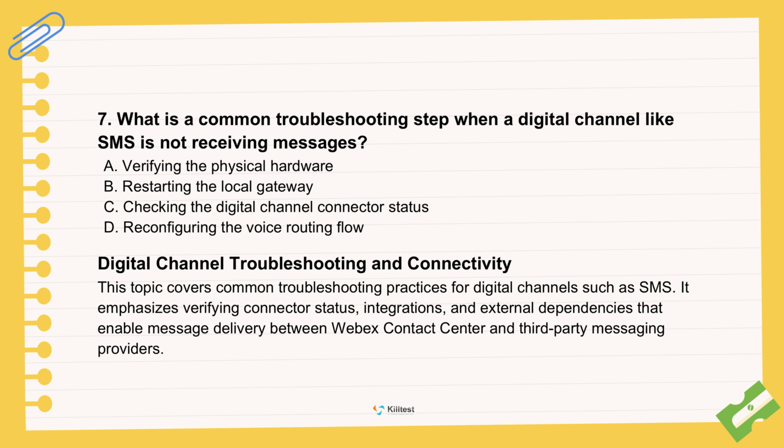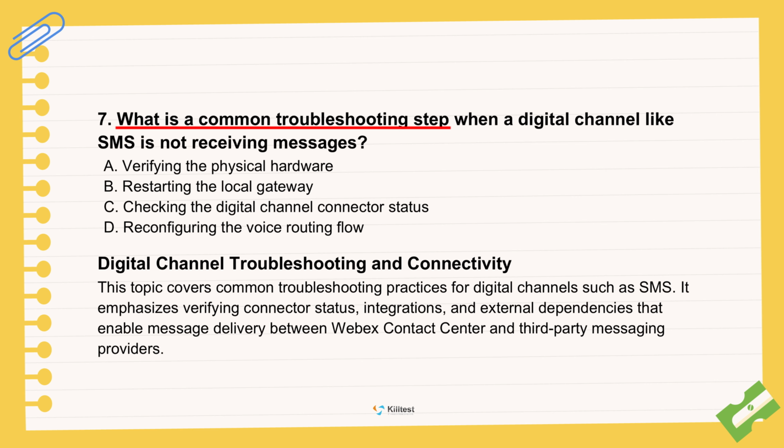Okay, speaking of things not working, question 7 is a troubleshooting one. My favorite. These test if you actually understand the data path. The scenario: SMS messages are not being received by the contact center. What's a common first troubleshooting step? Okay, so you trace the path in your head. Where could it be breaking? Options are A, verifying physical hardware, B, restarting the local voice gateway, C, checking the digital channel connector status, or D, reconfiguring the voice routing flow.